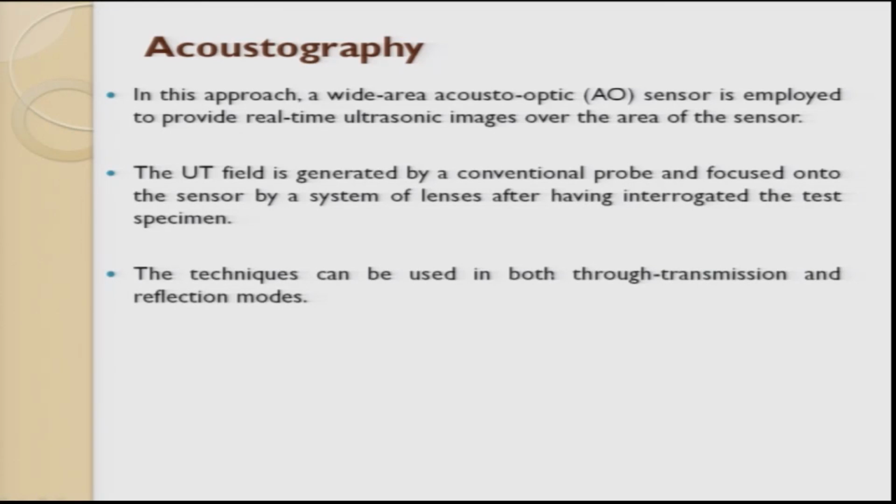Next one is called acoustography. This is an approach in which a wide area of acousto-optic sensors is employed to measure the real time ultrasonic image over the area of the sensor. The ultrasonic field is generated by the conventional probe and focused onto the sensor by a system of lenses after having interrogated the test specimen. So, we put some lenses in the system to get the best result out. The technique can be used both in through transmission and reflection mode.